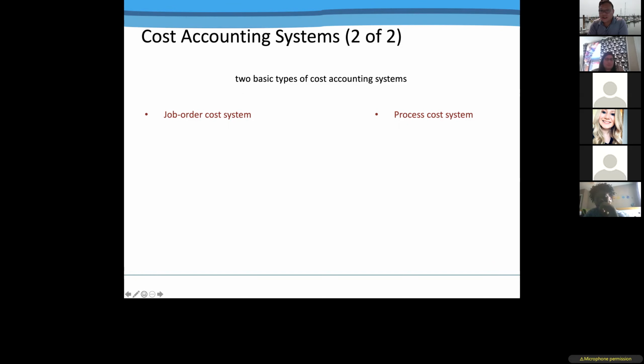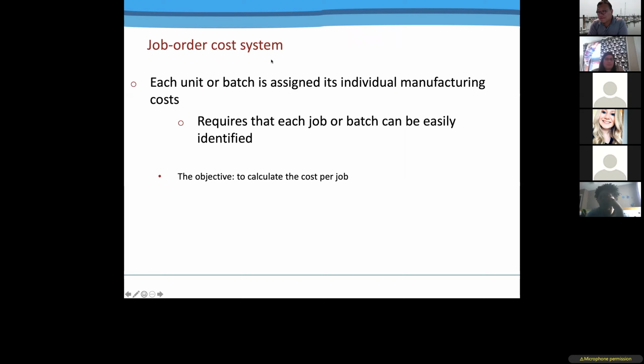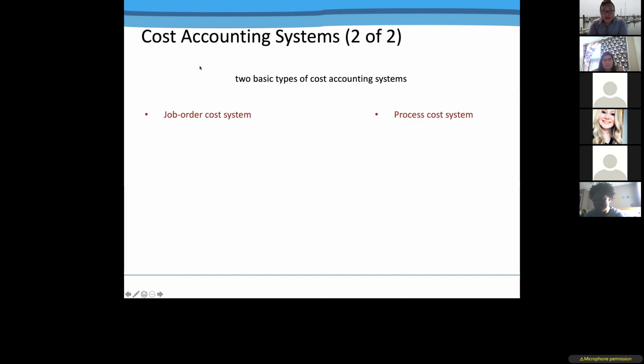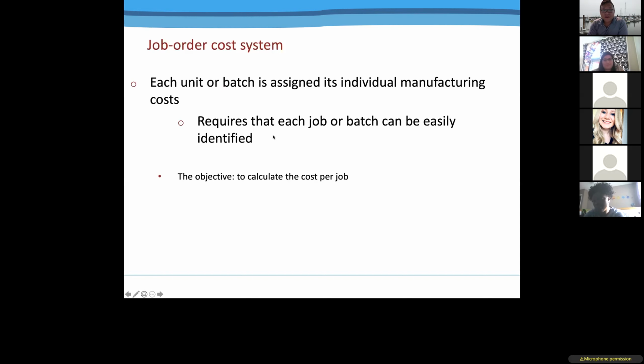There are 2 basic types of cost accounting systems: the job order cost system versus the process cost system. We are focusing in this chapter on the job order cost system. So what is this system? Basically, if we focus on each unit or each batch of units, we are going to create job orders. The whole point under this job order cost system is to capture the cost by job. For each job, you capture this cost. That's the job order cost system.